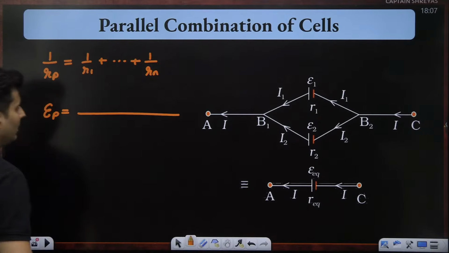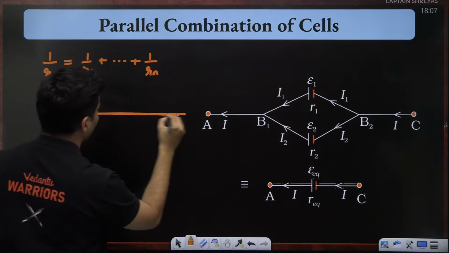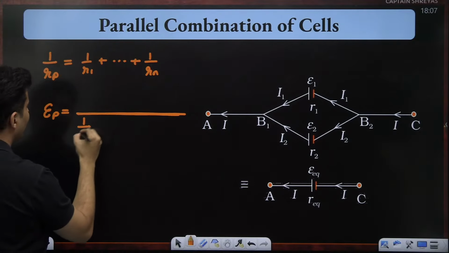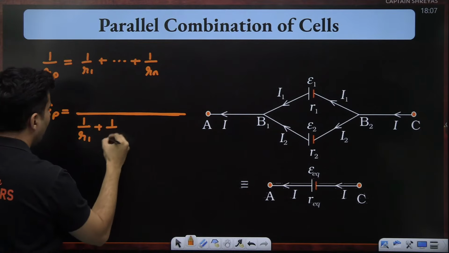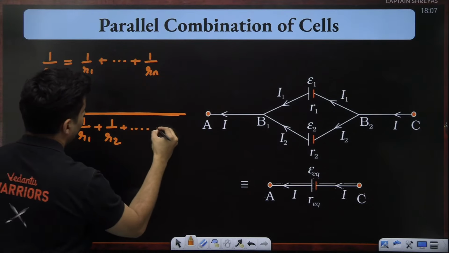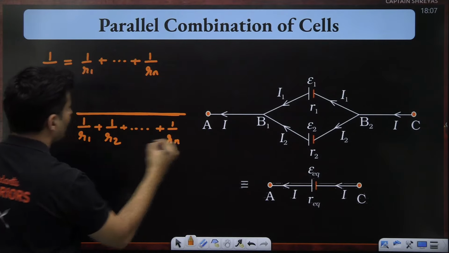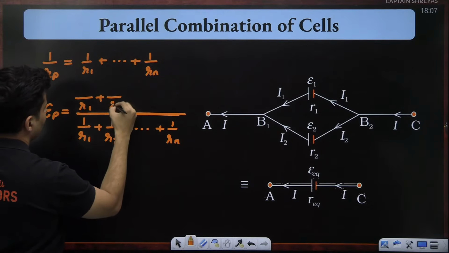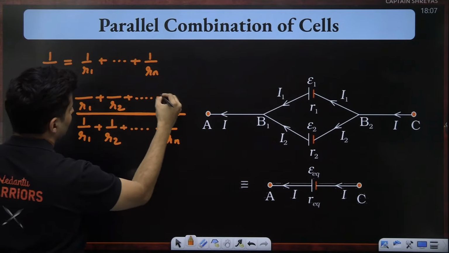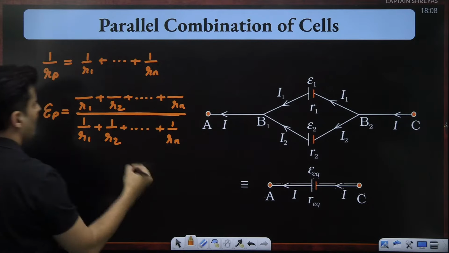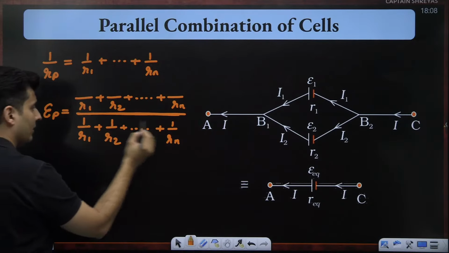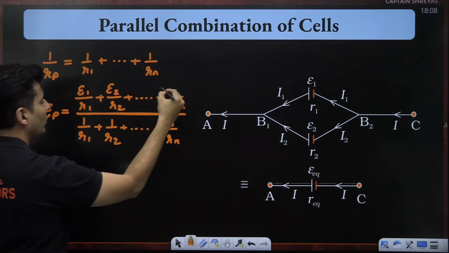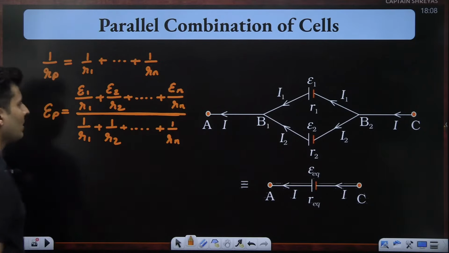Put a big denominator, a numerator line. Then put over here 1 by R1, 1 by R2, like that, till basically 1 by Rn. Here also R1, R2 in the denominator, of course, till Rn. But on the top, unlike here where you put 1, you put E1, E2, E3, En. That's the only difference.